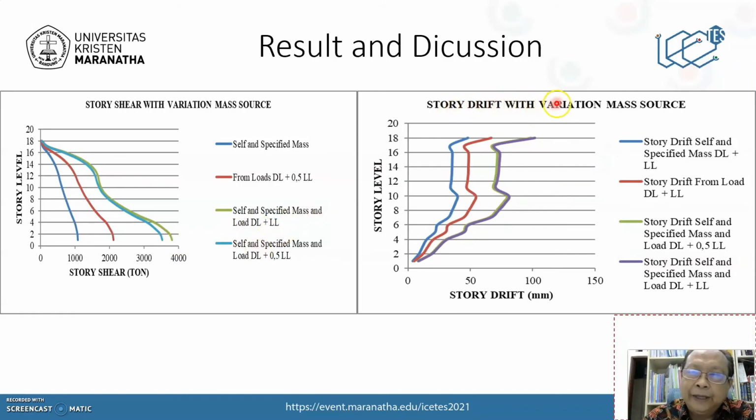So the story drift with variation of mass is presented in this graphic. In this graphic, we know that for story drift, self and specified mass is the lowest, and the highest value for story drift is from self and specified mass and load, that combination of dead load plus live load.